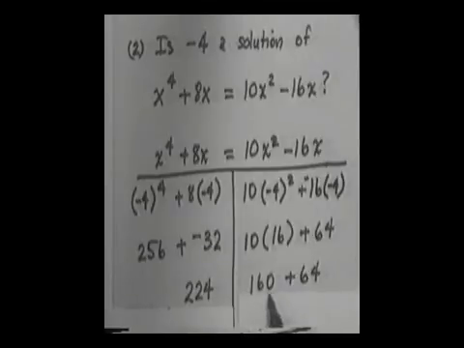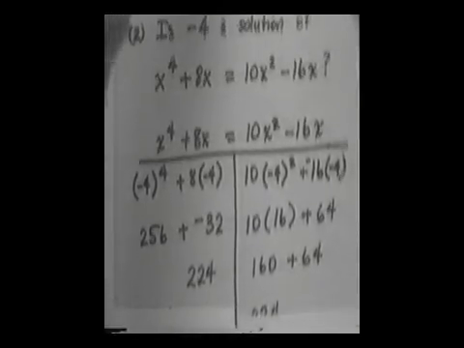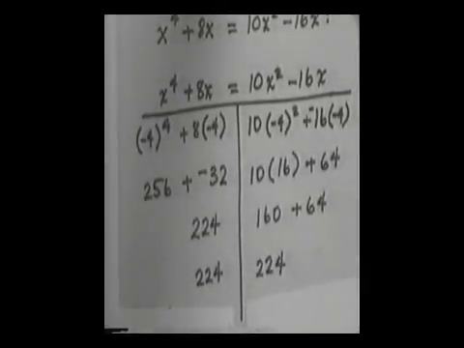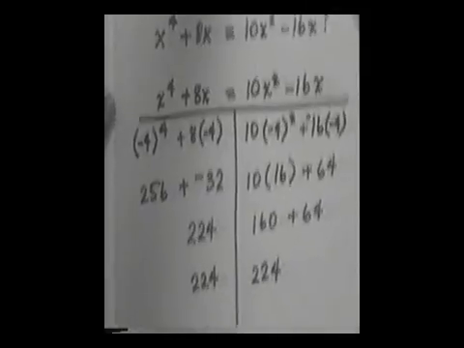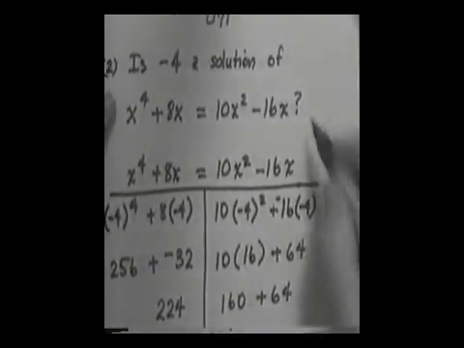Finally, on the right side of the wall, 160 plus 64 is 224, which matches the value on the left side of the wall. And so the answer to our question, is -4 a solution of this equation, is yes. These are equal, therefore the answer is yes.